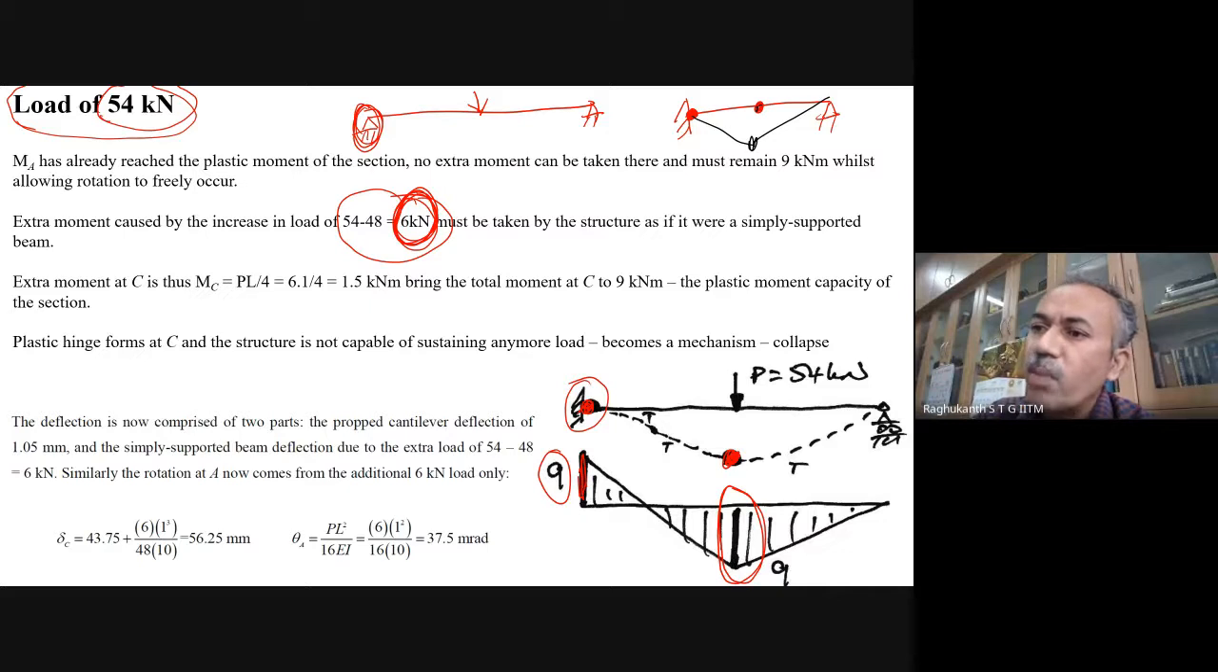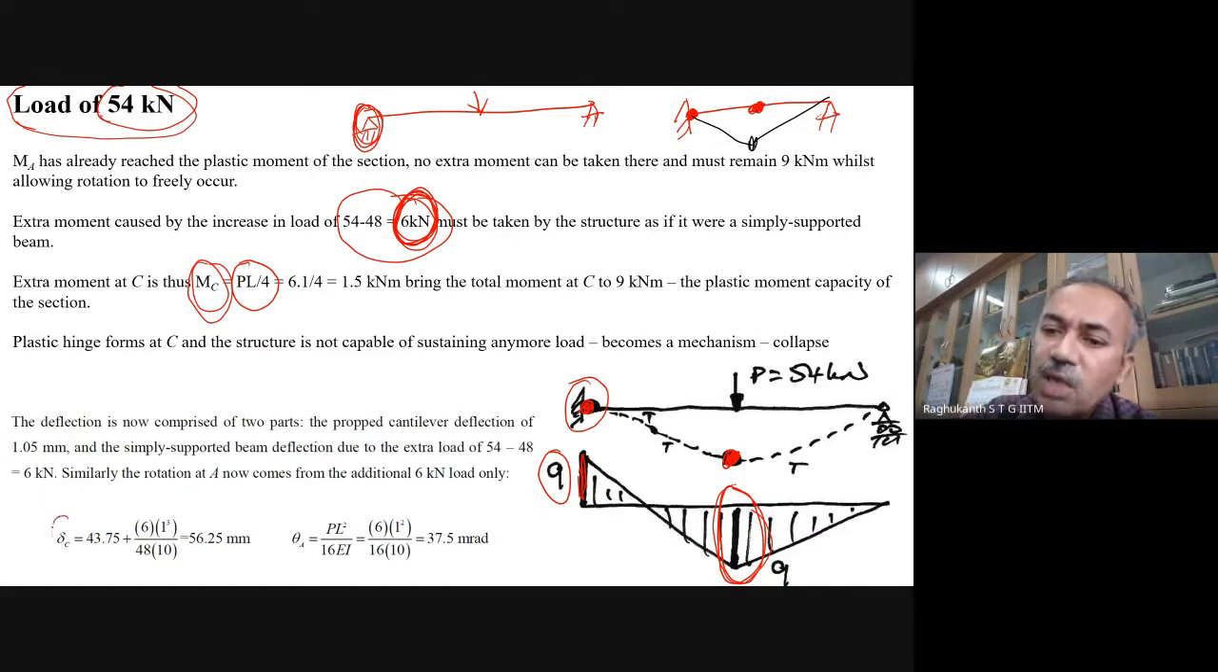So for the simply supported beam, PL by 4. The same expression we use here. And then this entire thing will be carried by this MC, that is the moment at C. So now this becomes 9 kilonewton-meters. And the hinge also gets formed in this portion itself. So now we have a simply supported beam, and if you have a hinge at the bottom, it cannot take any more load, and at 54 kilonewtons your propped cantilever collapses itself.